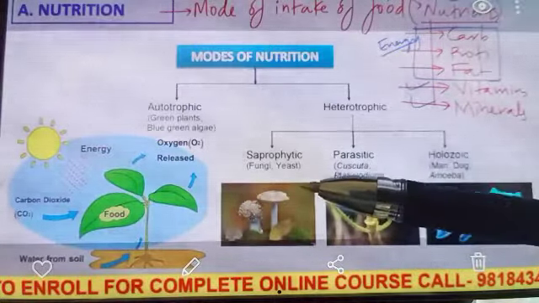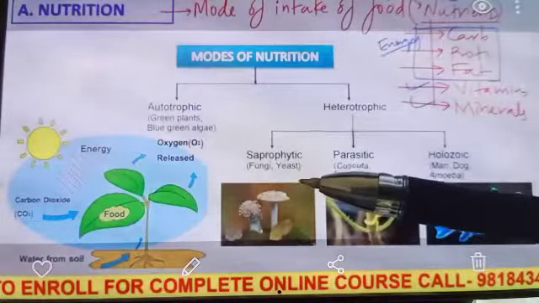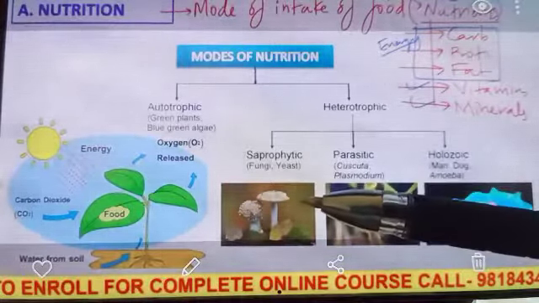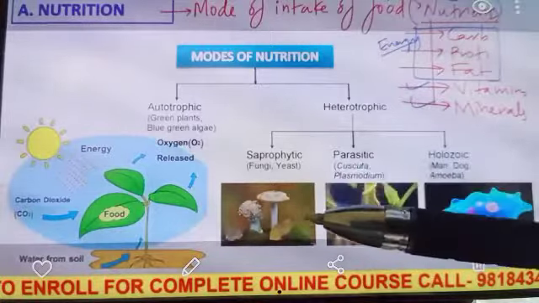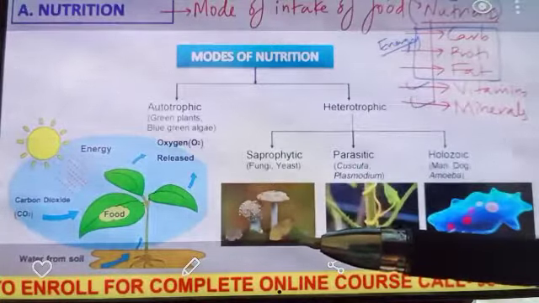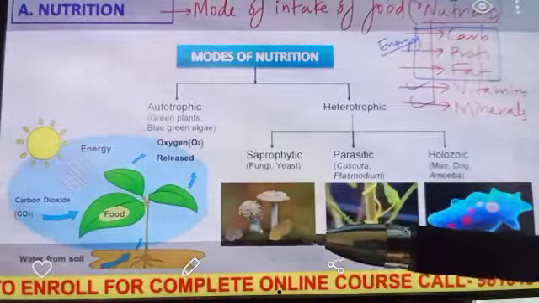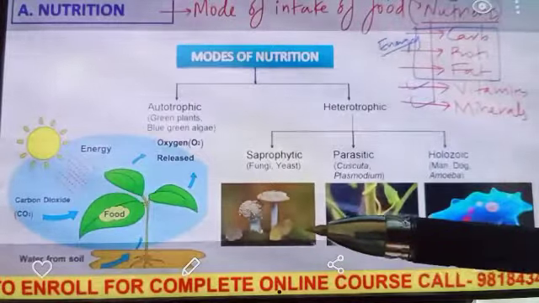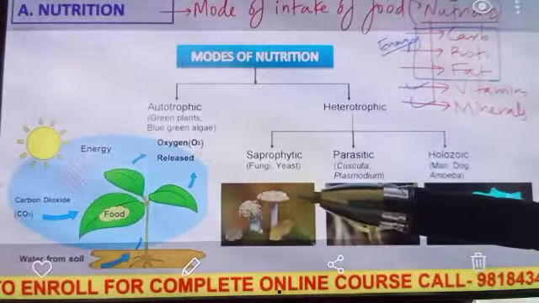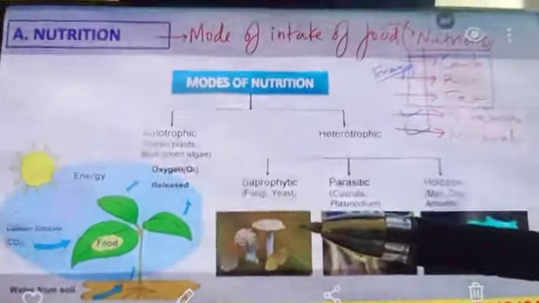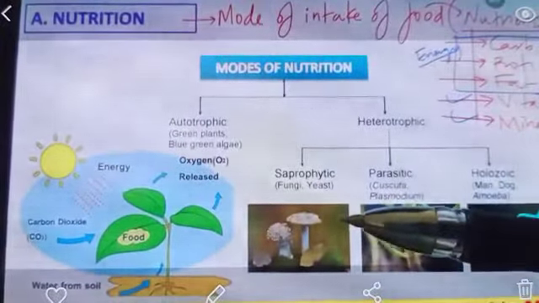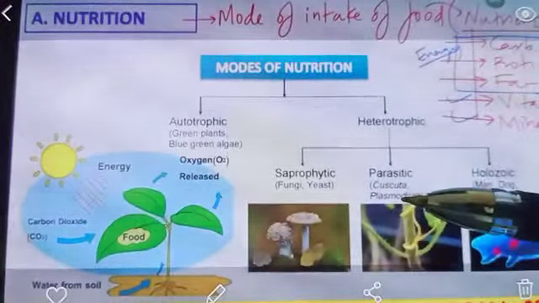The first one is the saprophytic. What is the meaning of saprophytic organism? It means the organisms which depend on dead and decaying plants. They eat the dead and decaying plants, so those are known as saprophytic organisms. Example is yeast.